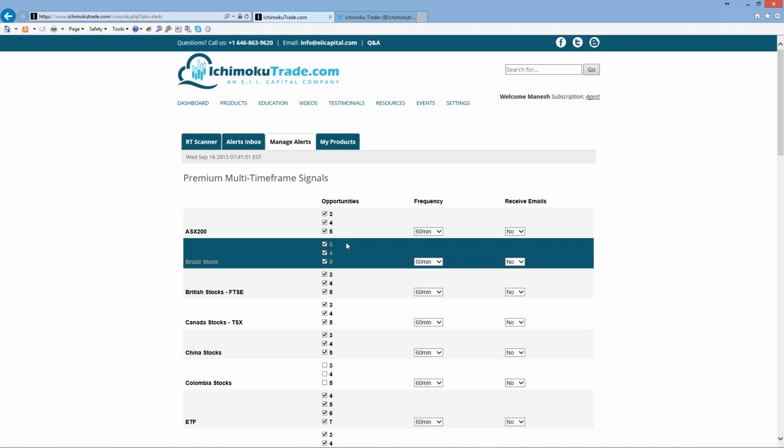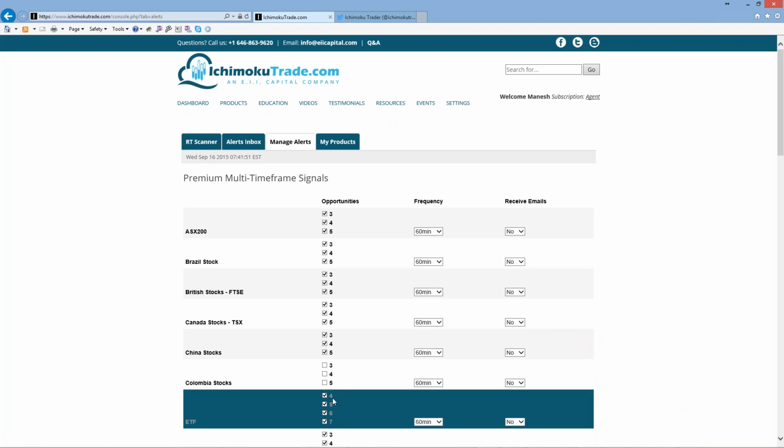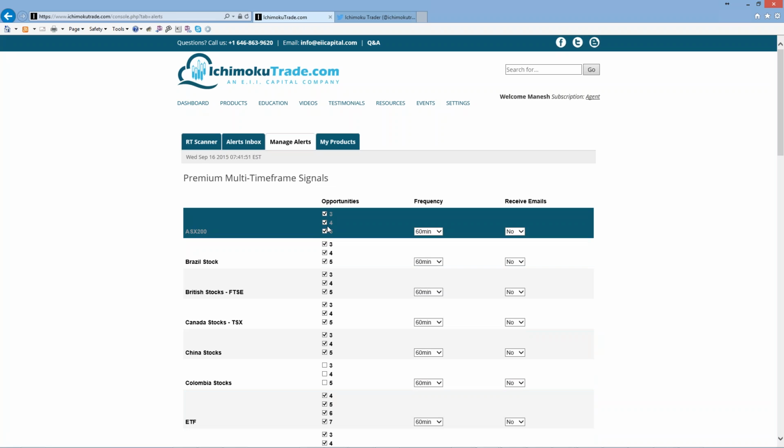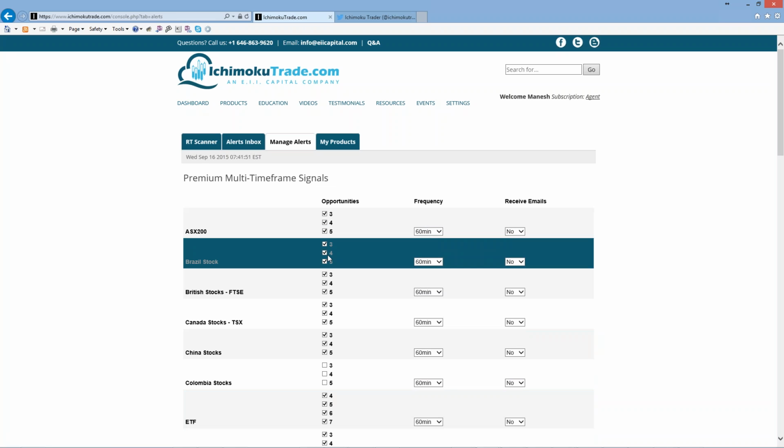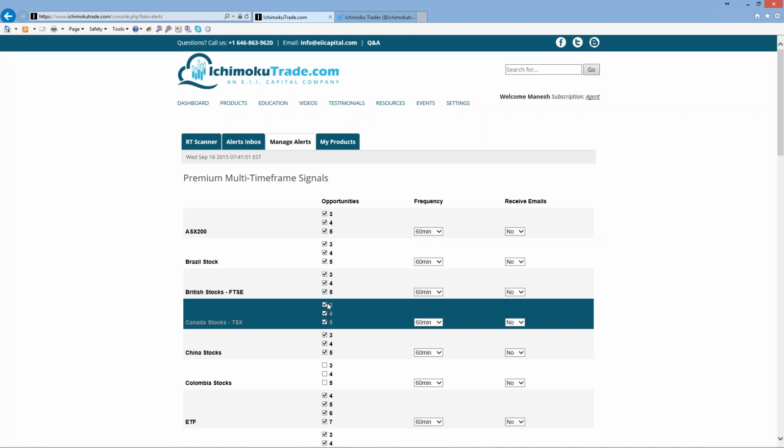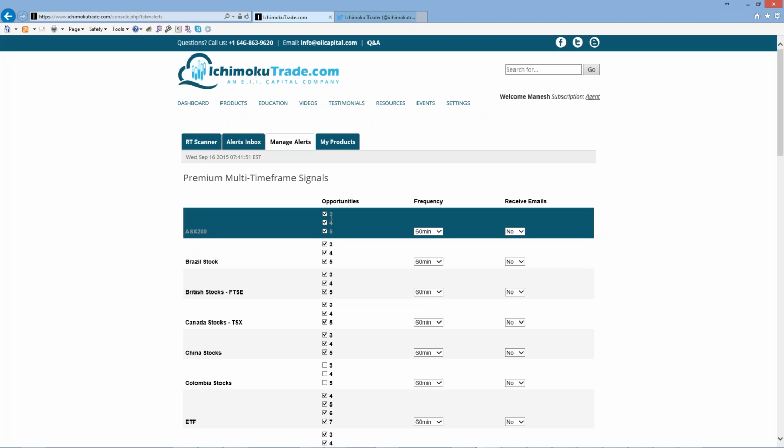For the international markets, we support up to 5 major time frames. For the U.S., for the currencies and Forex, we support up to 7 time frames. Okay, and I'll talk about those time frames in a minute. So in here, you could click on how many opportunities you're looking for. When you look at a 3 here, this is looking for a 3 time frame opportunity.